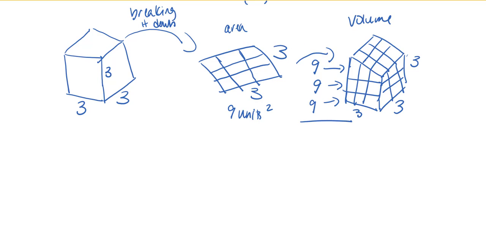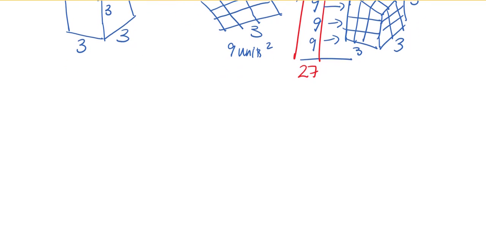So if you add up these numbers, it's equal to 27, right? They're saying there's 27 little cubes inside this big cube, right? That's what we're saying with 3 by 3 by 3. So if we're looking at the volume, we're looking at 27 units cubed.